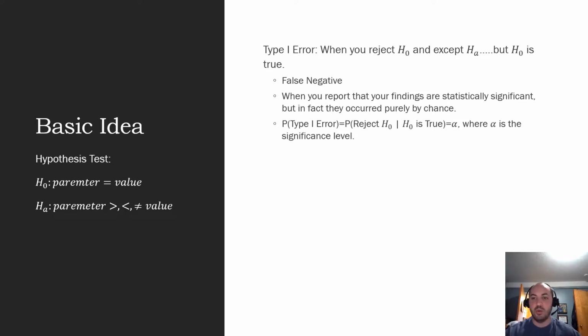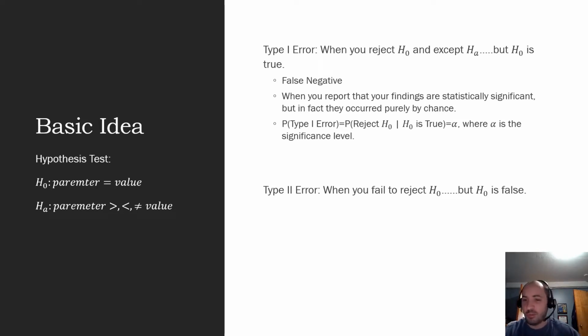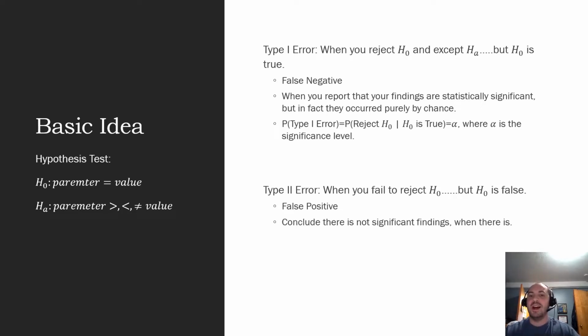The other type of error you can have is called the type 2 error. That's when you fail to reject your null hypothesis, but it was actually false to begin with. So you kind of assumed the wrong thing. So that's called a false positive. And it's when you conclude there's not significant findings when there is. So there is, you do want to support the alternative.